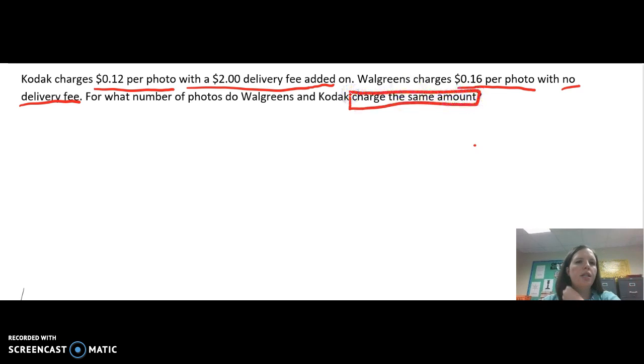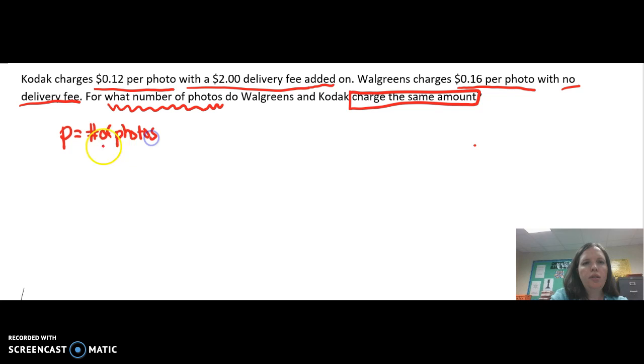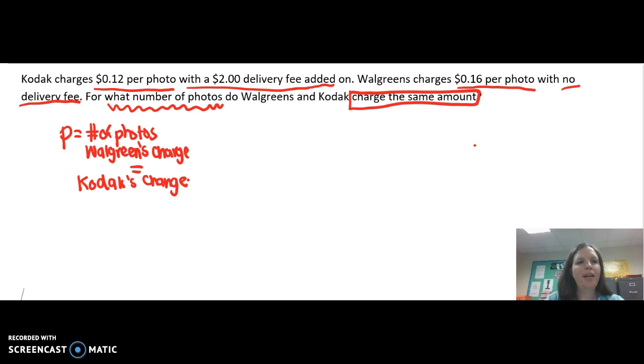So if you're struggling at all, especially, start with what you don't know. Identify what your variable should be. What don't we know? We don't know the number of photos that they charge the same amount. So I'm going to make this my variable P. P is going to be the number of photos where Walgreens' charge equals Kodak's charge. And honestly, I think Kodak might be out of business at this point.